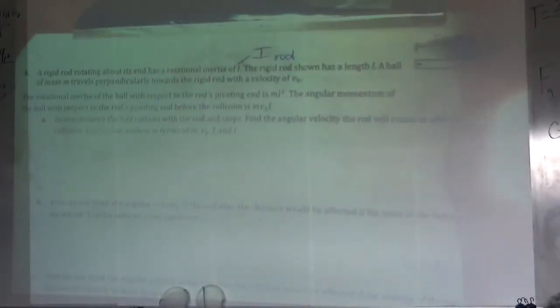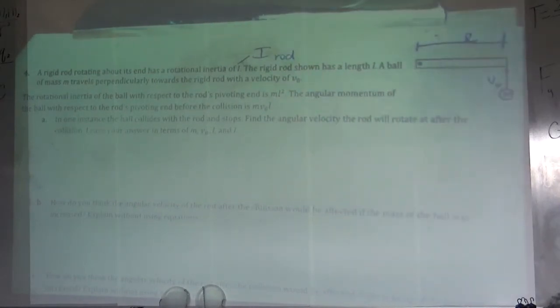Okay, a rigid rod is rotating about its end and has a rotational inertia of I. So this is the I of the rod. The rod has a length L, and a ball of mass m is traveling perpendicularly towards it with a velocity v naught. The rotational inertia of the ball is mL squared, so this is the I of the ball.